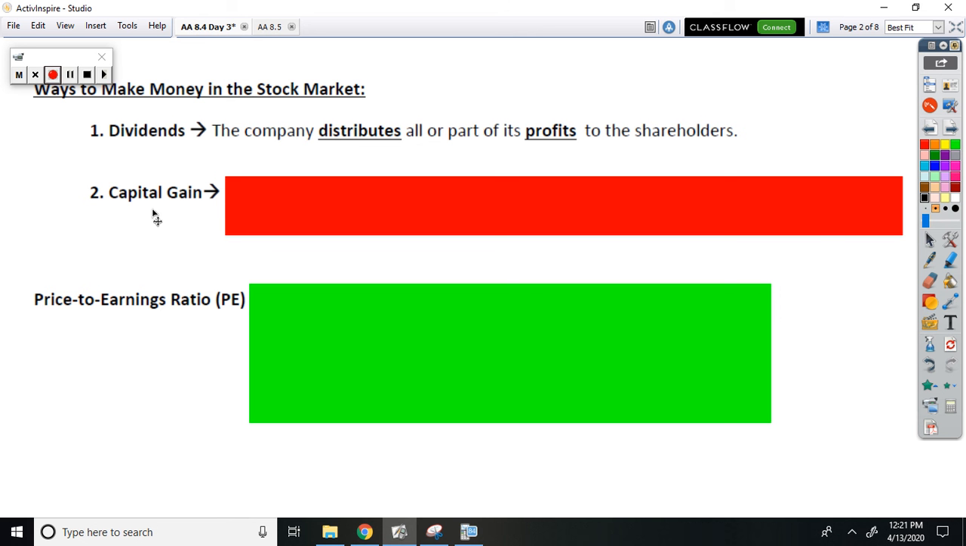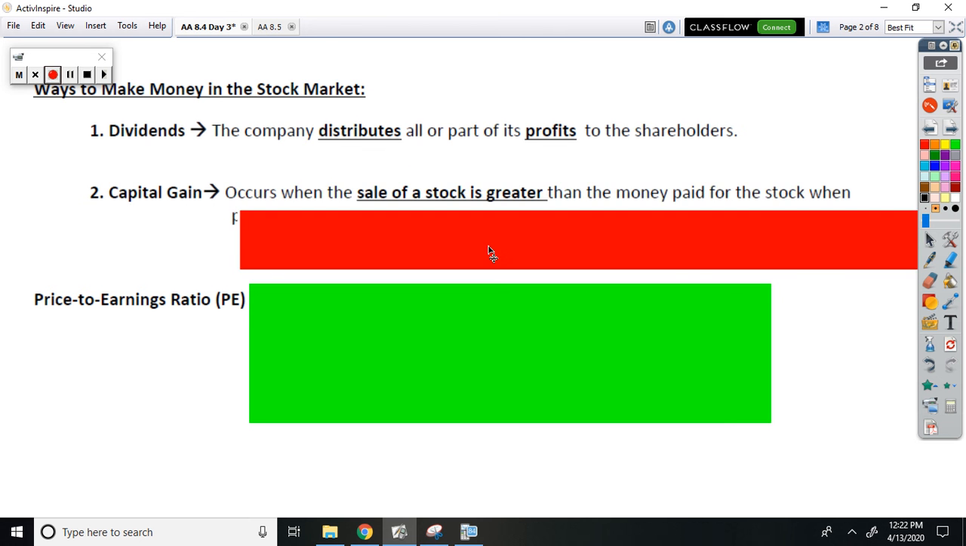The second way that you can make money in the stock market is called capital gain. This is where you would sell your stock for more than you paid for it. So this occurs when the sale of a stock is greater than the amount you paid. So let's say you paid $2 for the share of stock and it increases in value and you sell it for $20. You would then make a profit of $18.